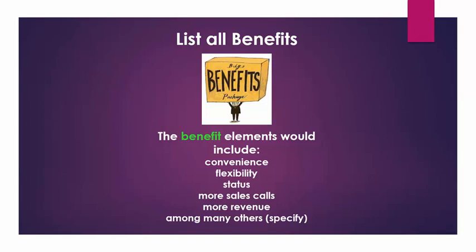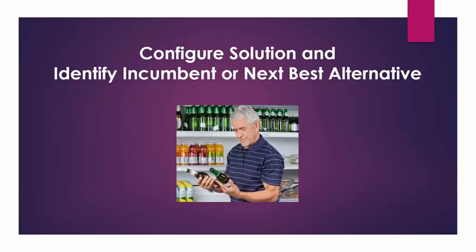So I want to list all of the benefits. So in the first step, I list all of the price, cost of use, and benefit elements, and I come up with an exhaustive list. All right, now, next, what I need to do is to configure the solution that I'm going to offer to my customer, all the elements that they're going to get. And at the same time, I want to identify the incumbent brand, that is the product that the customer is currently using, or perhaps the next best alternative that's on the market.